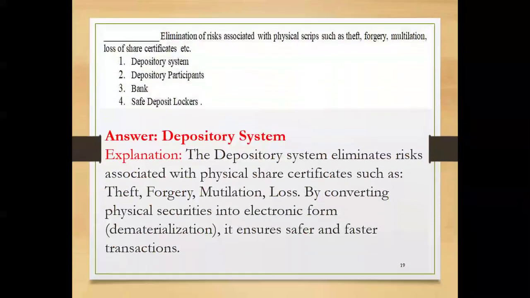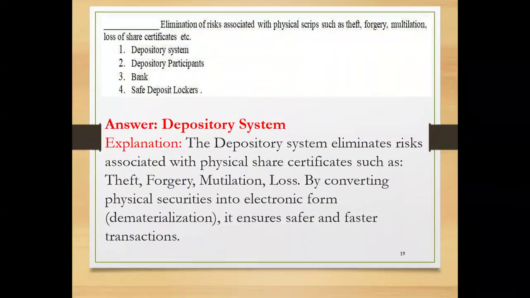Next question. Dash, elimination of risk associated with physical scripts such as theft, forgery, mutilation, loss of share certificates, etc. Is it depository system, depository participants, bank, or safe deposit lockers? The depository system eliminates risk associated with physical share certificates such as theft, forgery, mutilation, loss by converting physical securities into electronic form, that is dematerialization, and ensures safer and faster transactions.